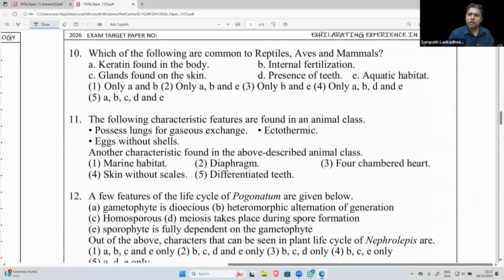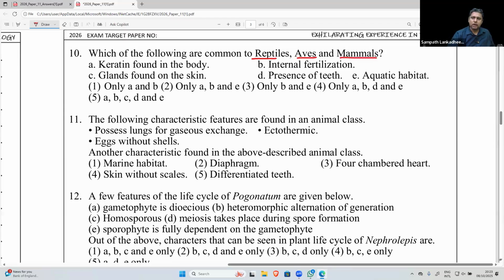Which of the following are common to reptiles, aves and mammals? Keratin found only in the body. Internal fertilization. Glands found in the skin. Presence of teeth. Aquatic habitat.